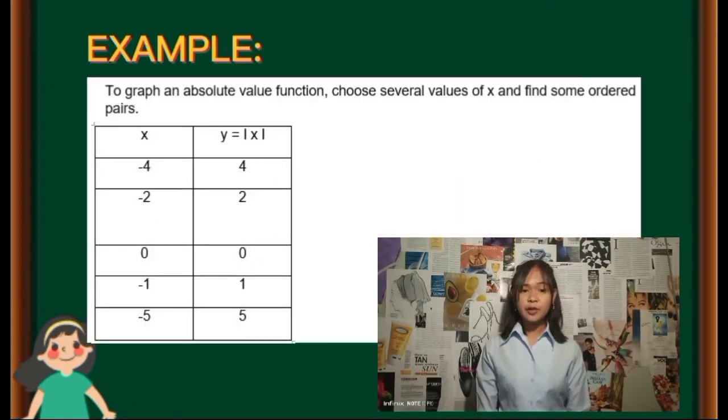Example, the absolute value of 4 is 4. The absolute value of negative 2 is 2. The absolute value of 0 is 0. The absolute value of negative 1 is 1. And lastly, the absolute value of negative 5 is 5.